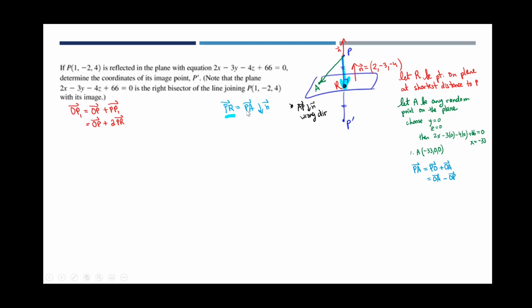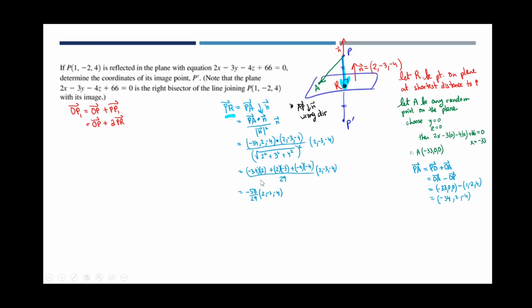Then we need to find PA to project it onto N. So PA is PO plus OA. Why we want to go through the origin is because we want to utilize the actual coordinates of the point, because they look identical to the components of the position vectors. And so that gives us these components right here for PA. Then we're going to use the vector projection formula and plug all of these values in.